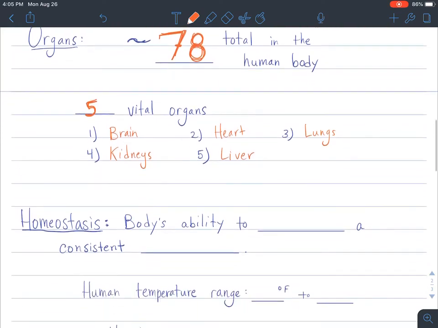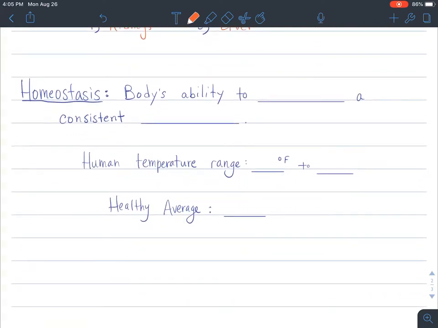All right, so in order for all of this to work, in order for our body to continue to work at its most optimal function, we have to be in this thing that we call homeostasis. And homeostasis is our body's ability to maintain a consistent temperature. When cells get too hot, they don't work. When cells get too cold, they don't work. They have to be right in a perfect range. And that range for humans is anywhere between 95 degrees Fahrenheit to 107 degrees Fahrenheit.